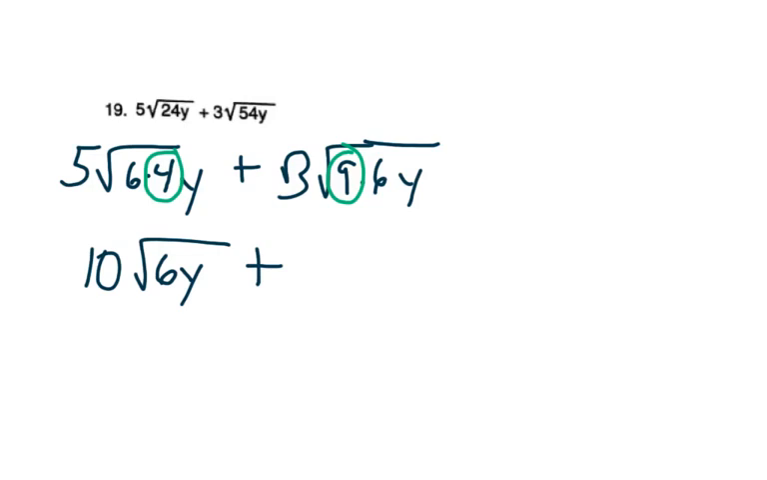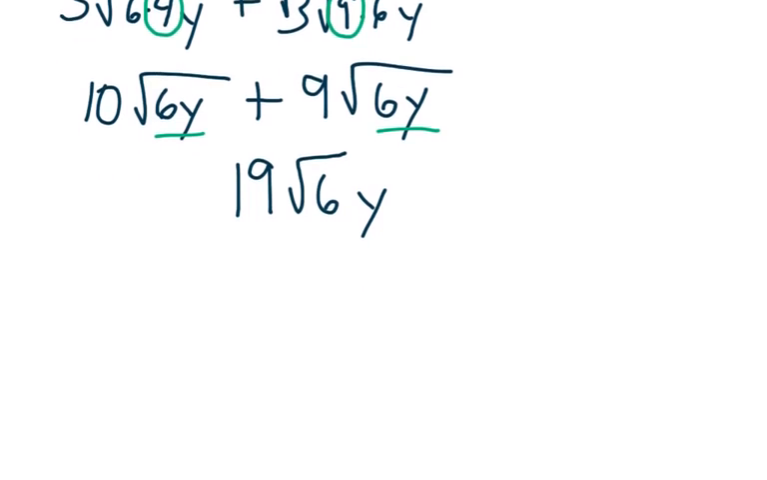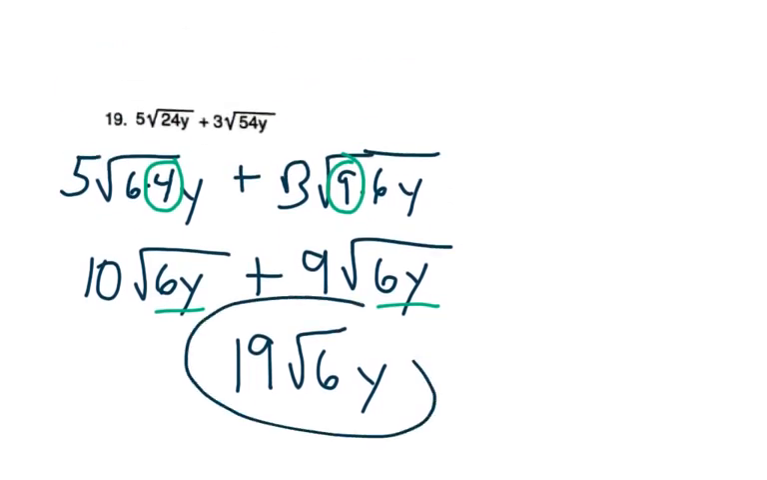Plus, well, what gets to escape over here? The 9 gets to escape. What's the square root of 9? Well, the square root of 9 is 3. So that's going to be multiplied by the number out front. So 3 times 3 is 9. And again, whatever's not circled has to remain inside the radical sign because they are not perfect squares and can't escape. So now we notice we have the same caboose, 6y, 6y. So just add 10 plus 9. 10 plus 9 is 19 times the square root of 6y. Okay, so that's going to be your final answer there.